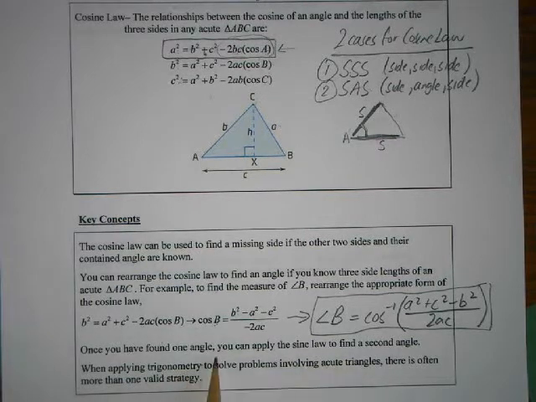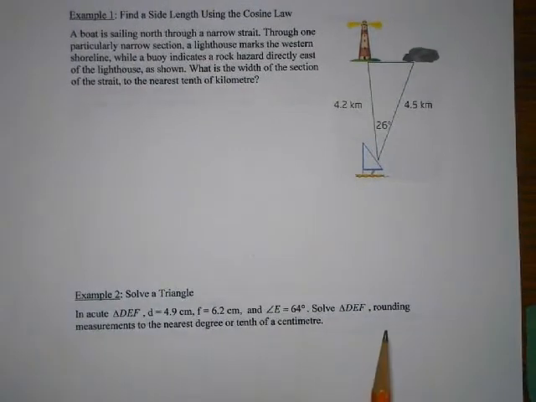Okay, and that's what this says. Once you've found one angle, you can apply the sine law to find a second angle. So don't use cosine law more than once. And there's more than one way of solving these things sometimes. So if you're thinking, well, I would have done it differently, there's a pretty good chance it would work. The order I do it might be slightly different, but the answers should be the same. Okay, so I've got 4 questions here.